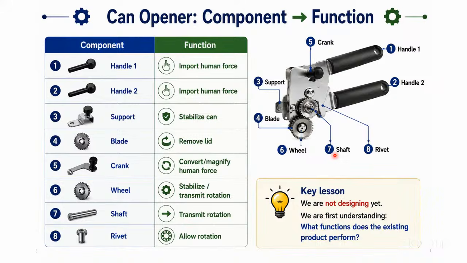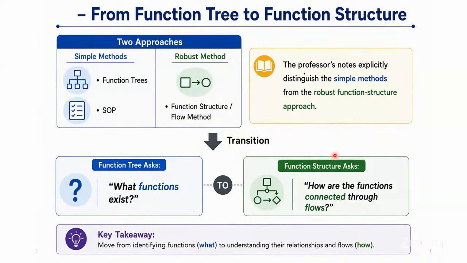So we are not into the design now, we are actually understanding the functions that the product performs. Once the function decomposition is done, we can go for the design approach. We have discussed two approaches, the function tree approach and the SOP approach. These two are simple methods. Then we go for the robust method, that is the function structure or flow method. So instead of going component-wise, we are going to see what the flow is.